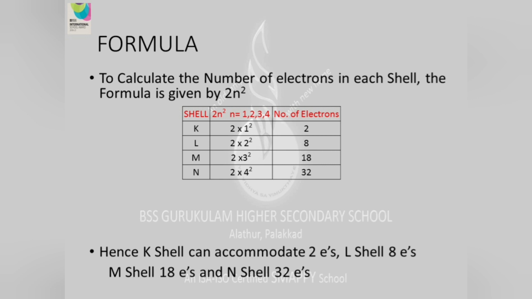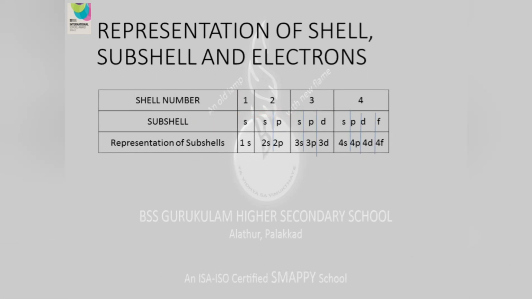Representation of shell, subshell and electrons. Now you can see here the shell number as 1, 2, 3, 4 corresponding to different energy levels. Each one has subshells: s, sp, spd, spdf. Now how do we represent it? Like 1s, 2s, 2p, 3s, 3p, 3d, 4s, 4p, 4d, 4f. The number written before the subshell indicates the energy level to which the subshell belongs. So for each subshell, the number before represents the energy level.